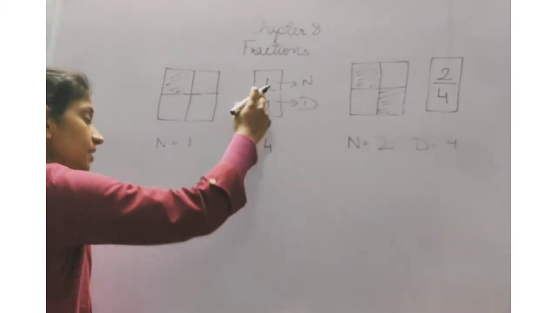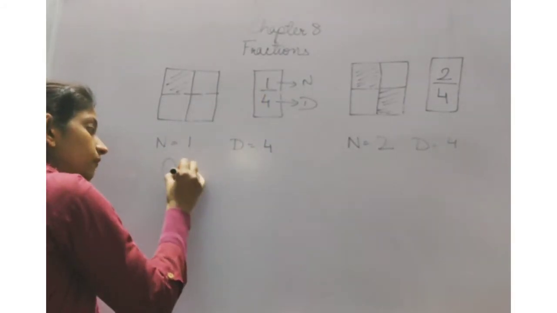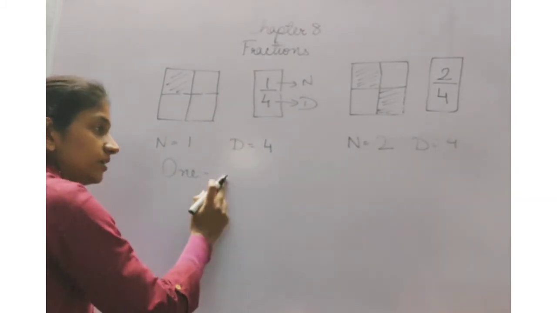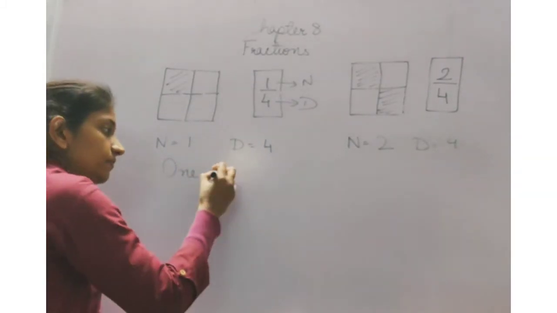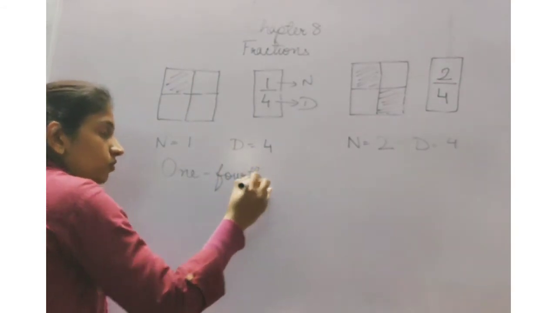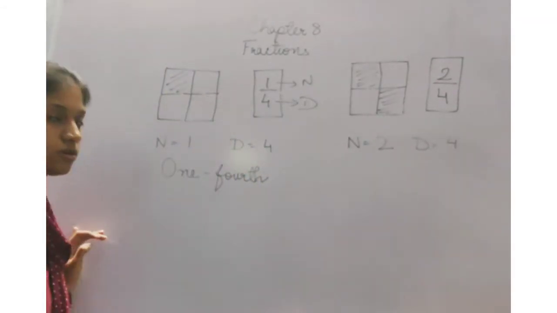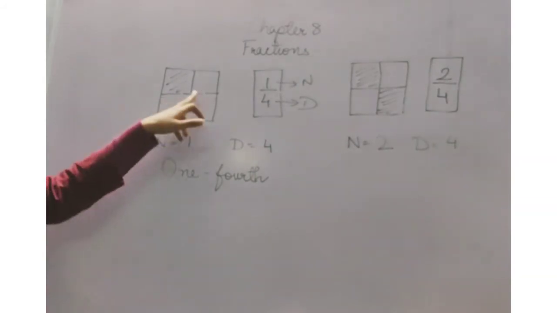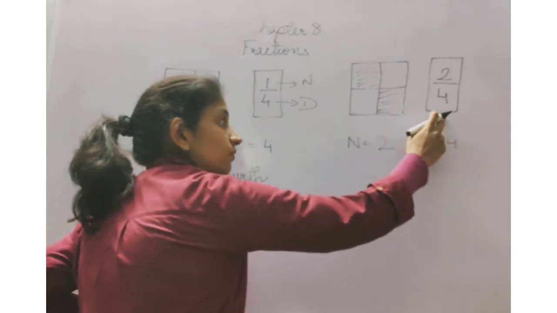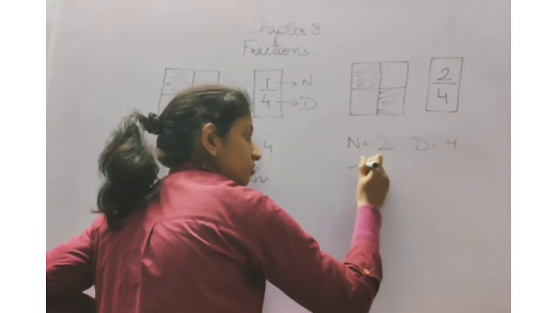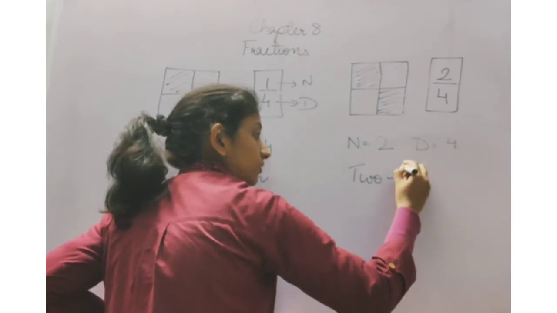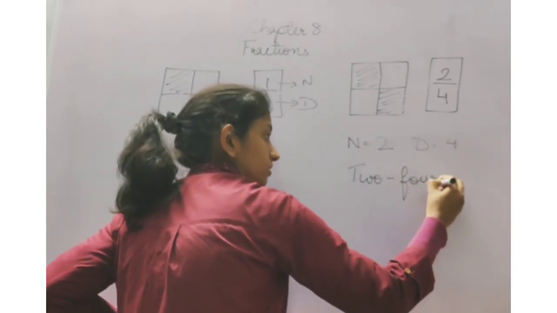So the name will be 1. First, this number will come as it is, and the denominator will be written in ordinal numbers. It will be 1/4. That means you have eaten 1 out of the 4 pieces. Now here, 2/4. The numerator is 2, so the first word will be 2 and the denominator will be 4ths.